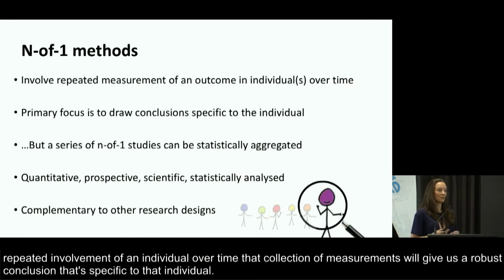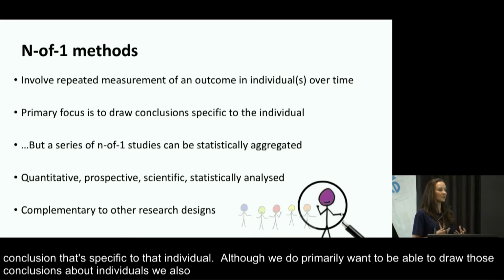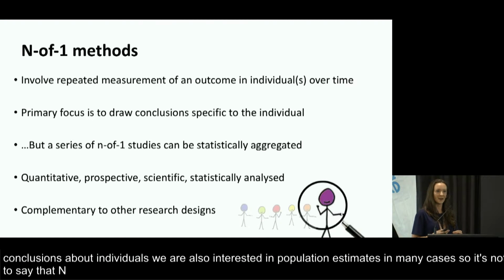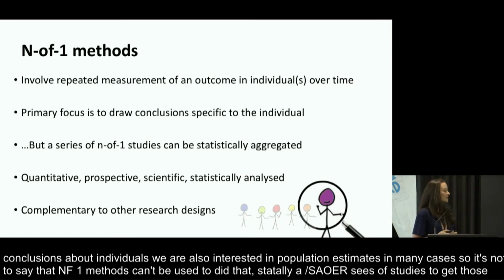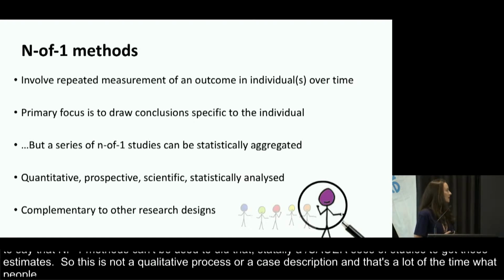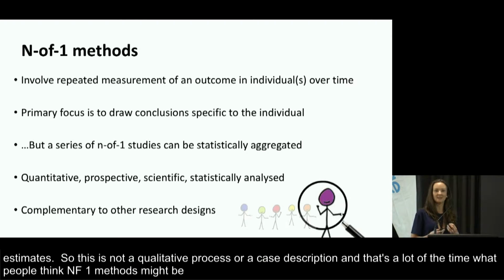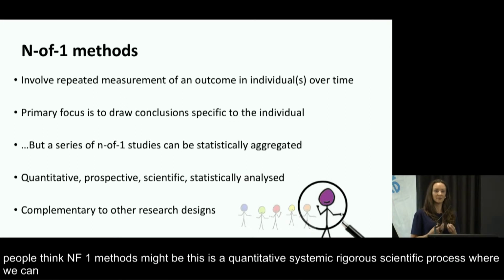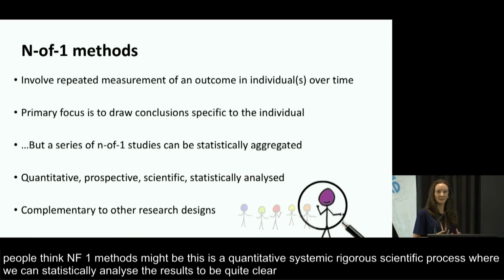Although we do primarily want to be able to draw those conclusions about individuals, we're also interested in, obviously, population estimates in many cases. So it's not to say that N-of-1 methods can't be used to do that, because we can combine statistically a series of N-of-1 studies to get those estimates. So this is not a qualitative process or a case description, and that's a lot of the time what people think N-of-1 methods might be. This is a very quantitative, systematic, rigorous, scientific process where we can statistically analyze the results to be quite clear about the conclusions in the data.